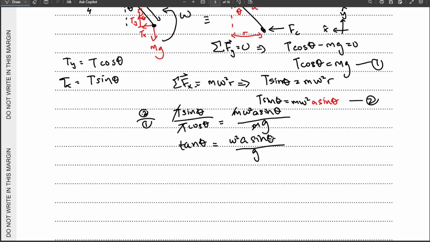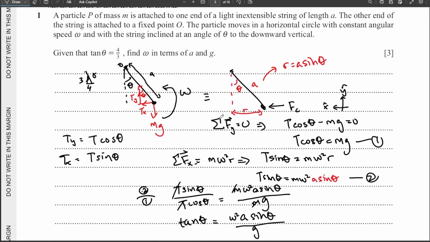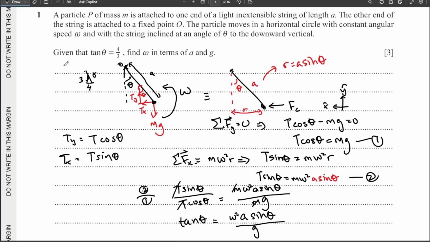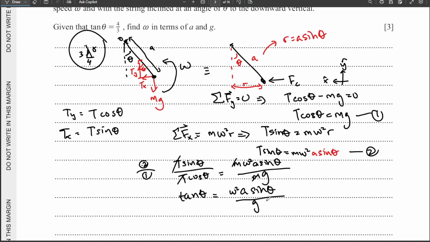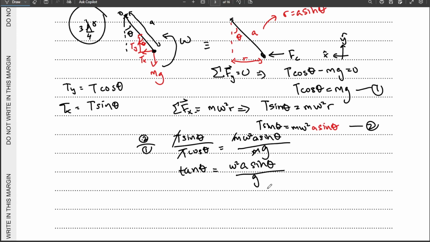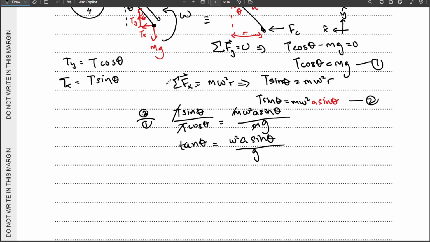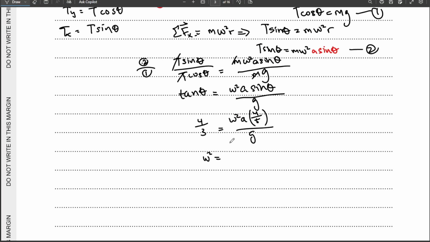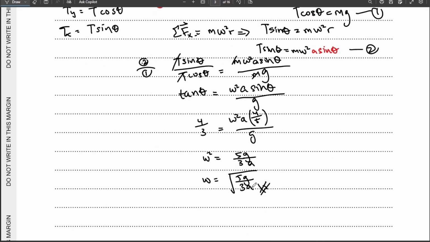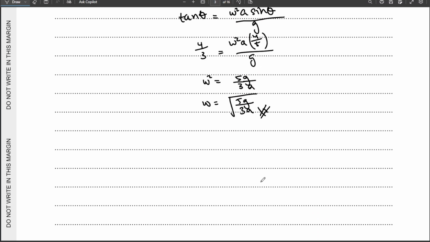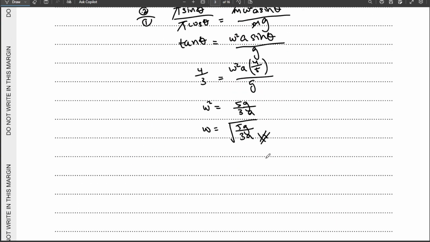G and A, we just leave there first. But sine theta, we need to resolve it, and we have the information to do it. Using this trigonometric ratio, opposite is 4, hypotenuse is 5, so 4 over 5 here. And tangent theta, we are also given in the question as 4 over 3. So we just substitute the values, and you should be able to get this final expression for omega. Omega is in terms of A and g, which is our final answer here. So that's question 1. Thank you for watching.